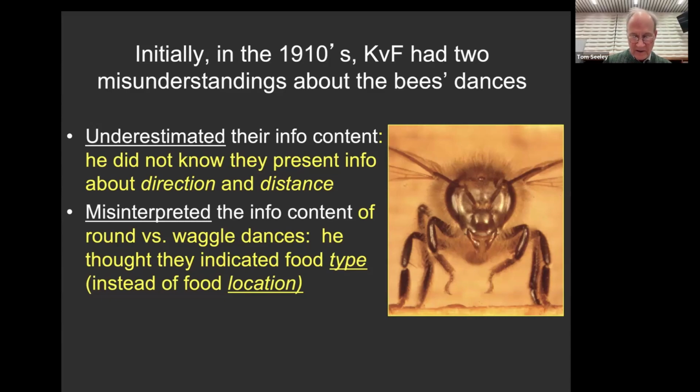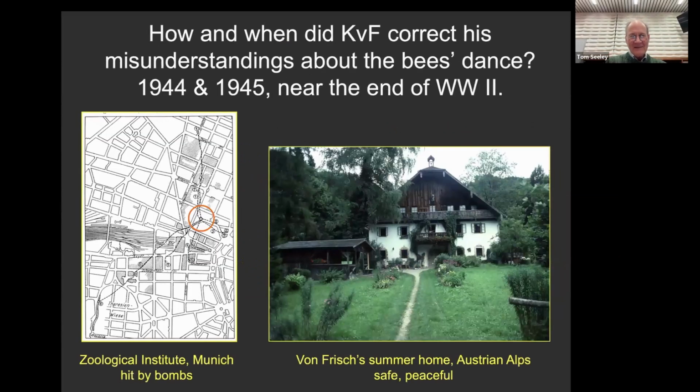Again, round dance he thought meant, oh, there's pollen available. Waggle dance he thought was nectar is available. So how did he get it? He's a lucky man because he got to correct himself. So how and when did Carl von Frisch correct his misunderstanding about the bees' dances? Well, he did this in the summers of 1944 and 1945, right near the end of World War II.